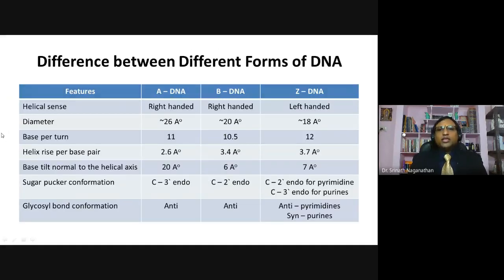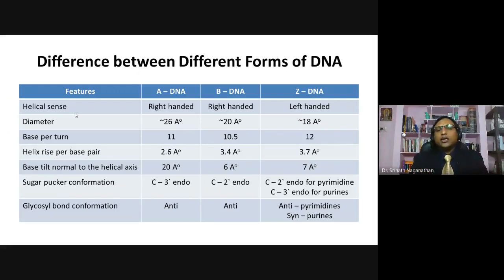So now the differences between the different forms of DNA. Another form of DNA is A-DNA, and I am just giving you a brief idea of what it is about. The helical sense means in what direction it is twisting. B-DNA and A-DNA are twisted in the right-handed direction, but Z-DNA is left-handed. The diameter in B-DNA is 20 Angstroms, as we know. In A-DNA it is 26 Angstroms, and in Z-DNA almost 18 Angstroms.